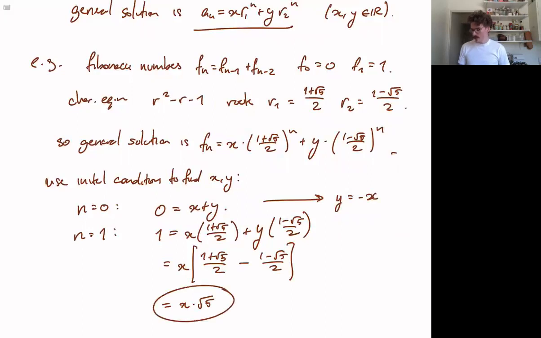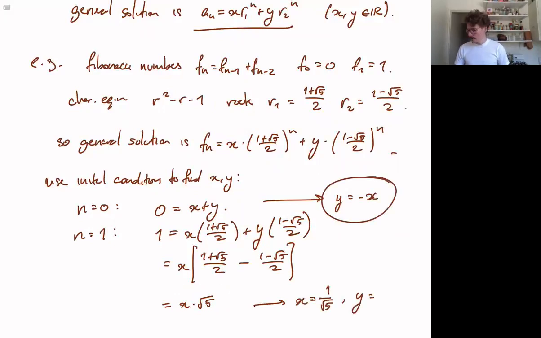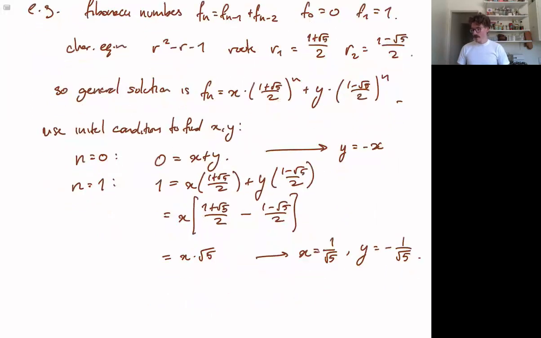So now we get x times root 5 equals 1. So x equals 1 over root 5, and y equals negative that. So this is our first example that we have gotten. We now have a closed formula for the Fibonacci numbers. Fn is equal to 1 over root 5 times (1 plus root 5 over 2) to the n, minus 1 over root 5 times (1 minus root 5 over 2) to the n.